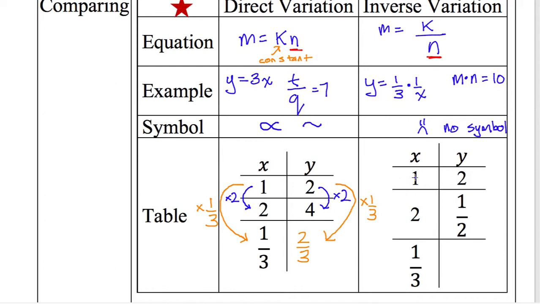Now take a look over here with inverse variation. Inverse variation, to get from 1 to 2, what do I multiply by? All right, hopefully we know that we're multiplying by 2. What am I multiplying by to get from 2 to 1/2? 2 halves is 1.